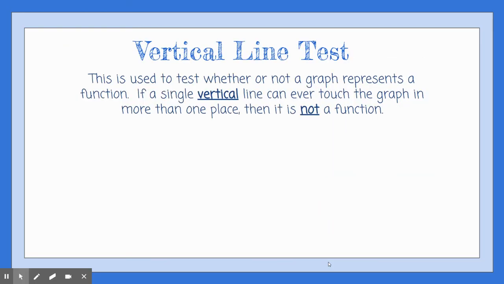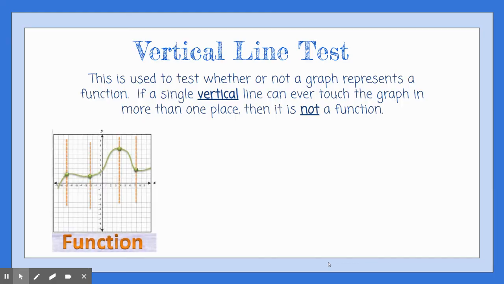Now there's something called the vertical line test. This is used to test whether or not a graph represents a function. If a single vertical line can ever touch the graph in more than one place, then it would not be a function. So let's take a look at what that means. In this example, the graph is the green curved shape, and we can see that there are 4 orange dashed vertical lines drawn through. Every vertical line only touches the green graph in one spot. It will never touch it in more than one spot. So this would be a function. Every domain value on that green graph would be different.